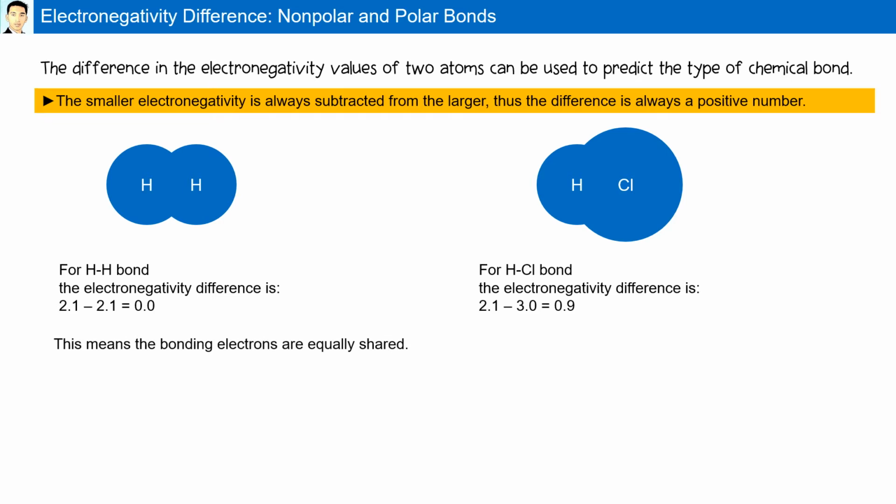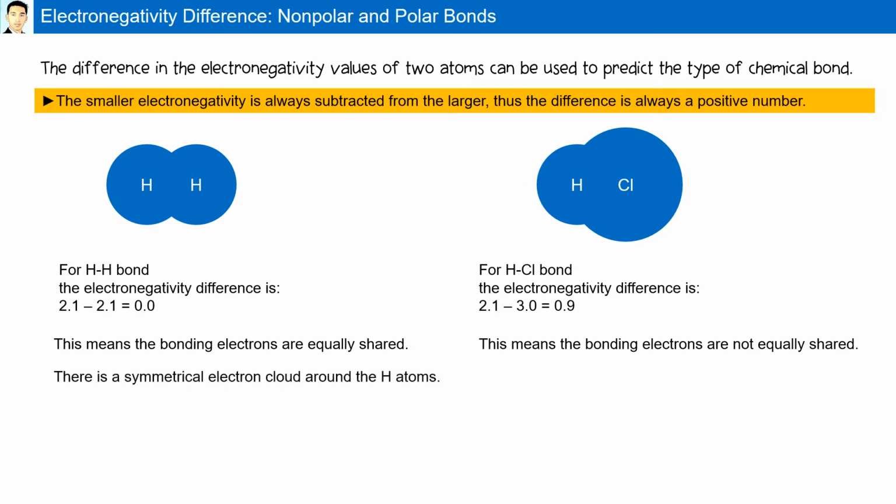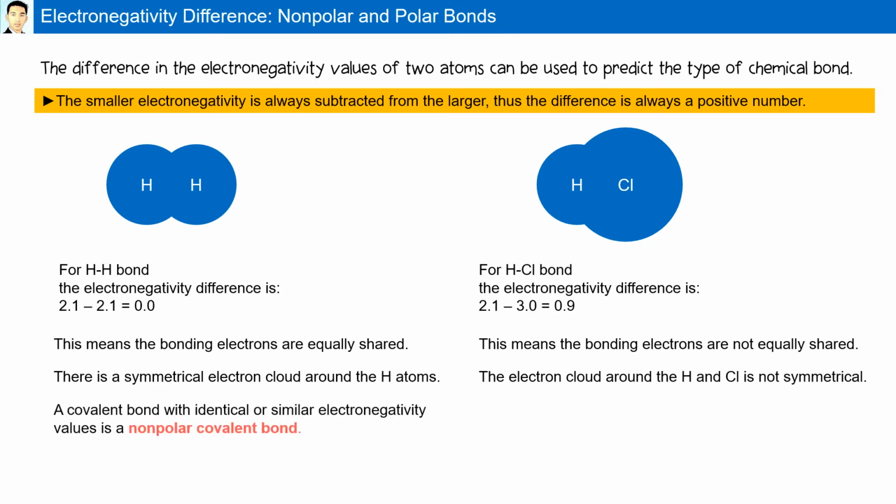For hydrogen, it means the electrons are shared equally, while for HCl, it means the electrons are not shared equally. There is a symmetrical electron cloud distribution around the hydrogen atoms, while there is an asymmetrical cloud distribution around the H and the Cl. It is not symmetrical. Finally, a covalent bond with identical or similar electronegativity values is a nonpolar covalent bond, while a covalent bond with different electronegativity values is a polar covalent bond.